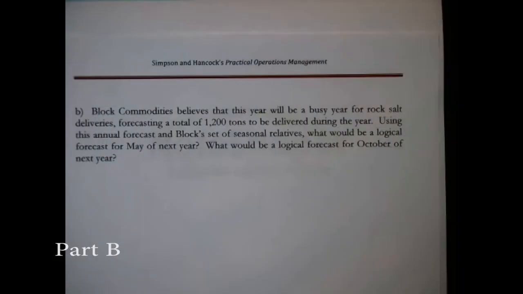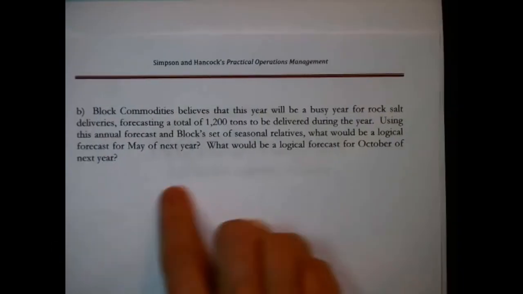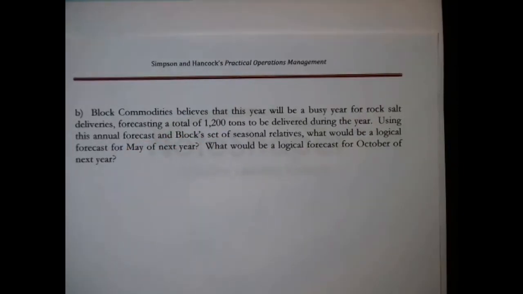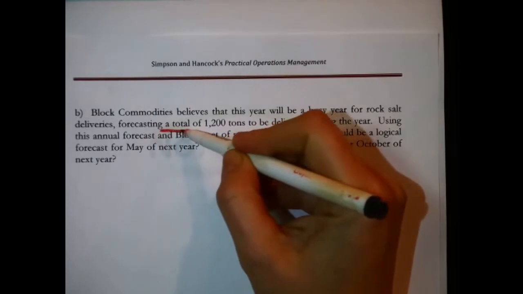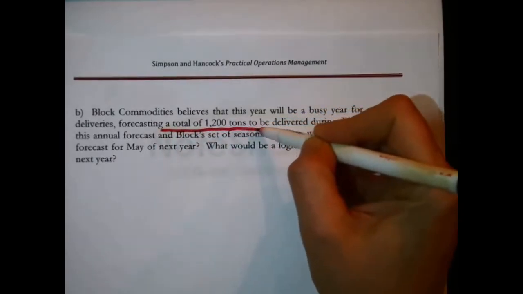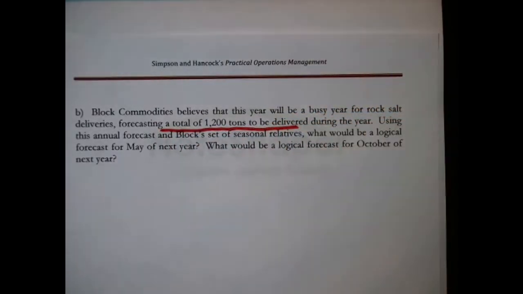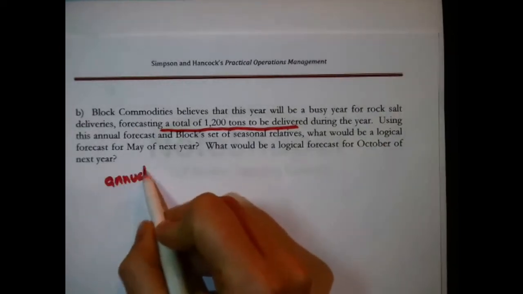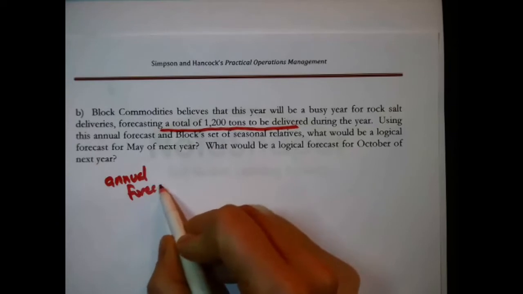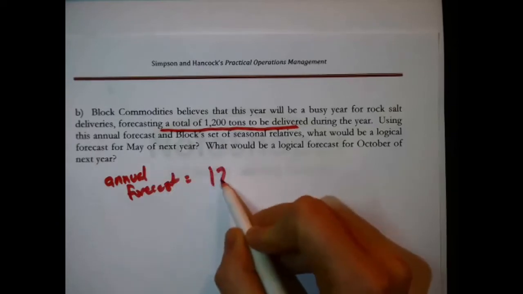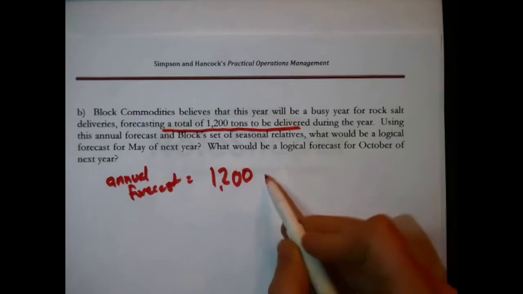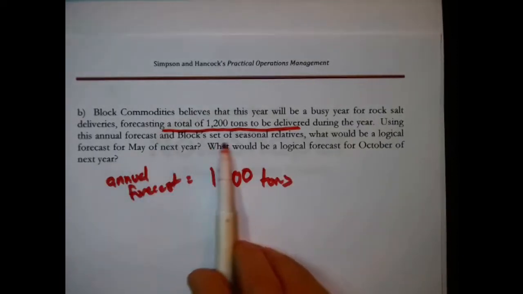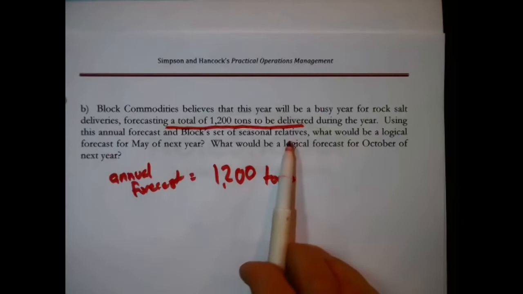Block Commodities believes that this year will be a busy year for rock salt delivery, so that's good. They're giving us a big forecast for the entire year, 1,200 tons during the year. So that's an annual forecast. I'm just going to note that down here separately. Annual forecast is 1,200 tons. Okay, got it.